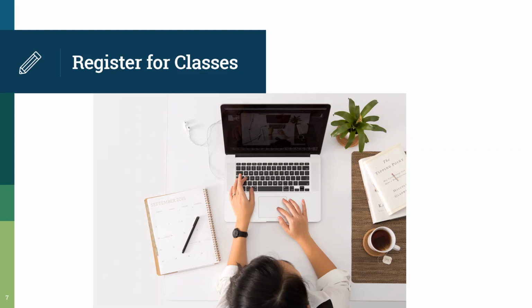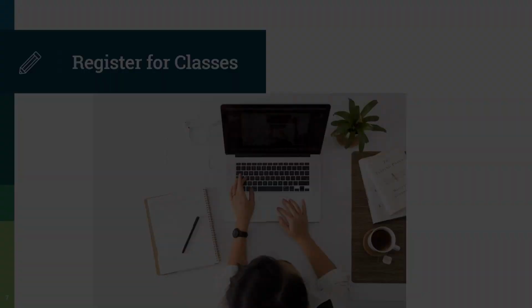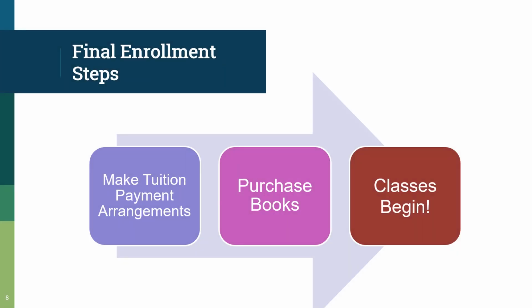And then step 4 would be to register for classes. After the advising appointment, your student can register on their own at home using that Banner Plan that the advisor created, along with additional resources and information that the advisor will provide via email following the appointment. And then some final enrollment steps. Once your student has registered, of course, they'll want to make arrangements for tuition payment. They'll purchase books, and then they'll begin their classes.